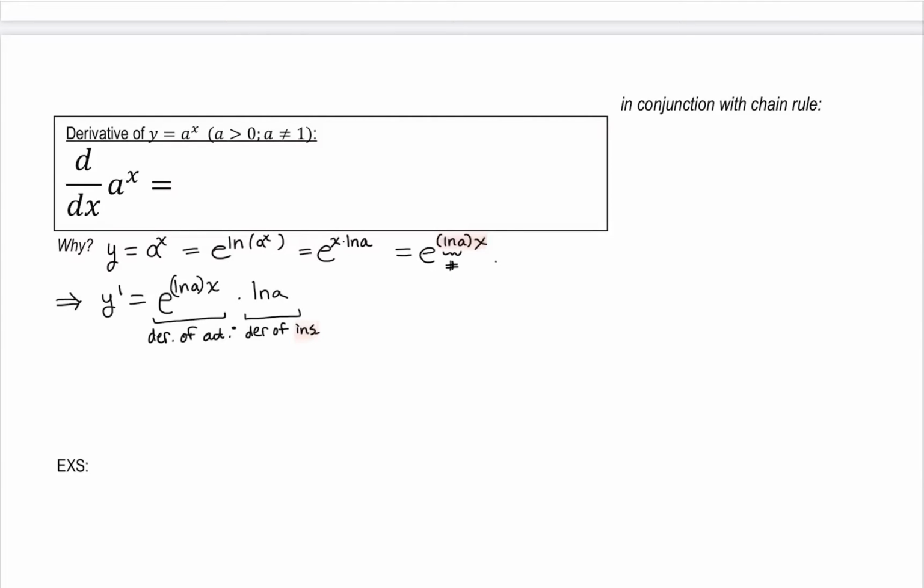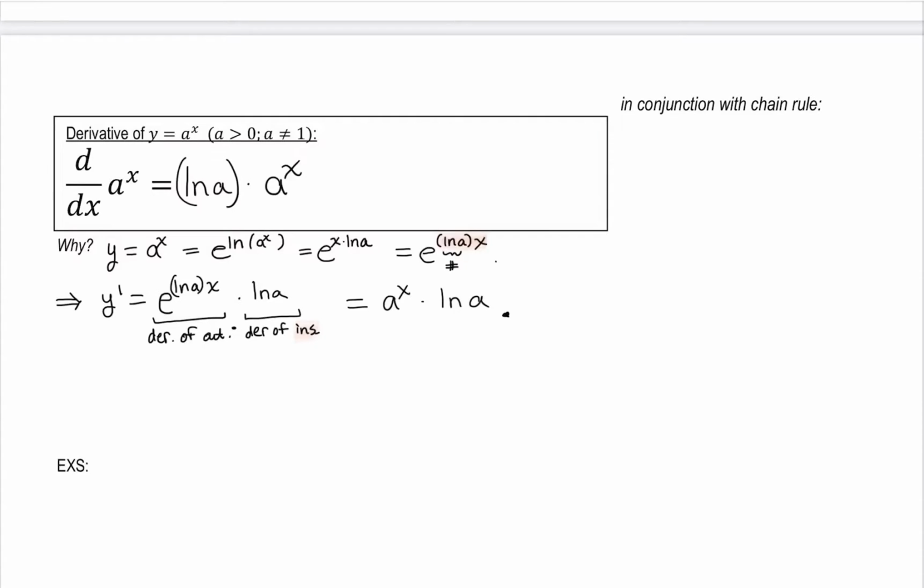Now if we work our way backwards, e to the natural log of a times x, going backwards along the whole line of thinking we had in the beginning, that's just a to the x. So what do I now have? I really just have a to the x times natural log of a. That is our derivative rule. Typically we write it in the other order, natural log of a times a to the x. That is our derivative rule for a to the x, where a is a base other than e.